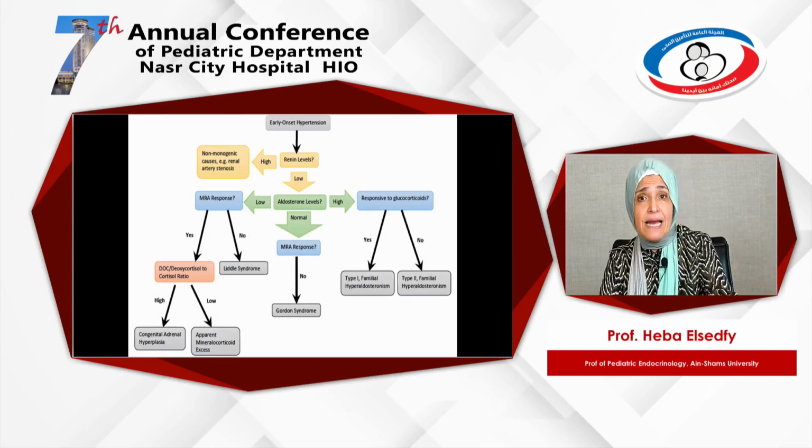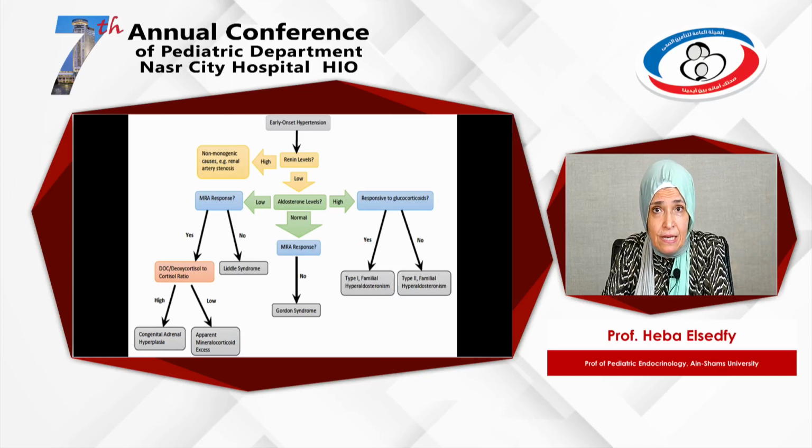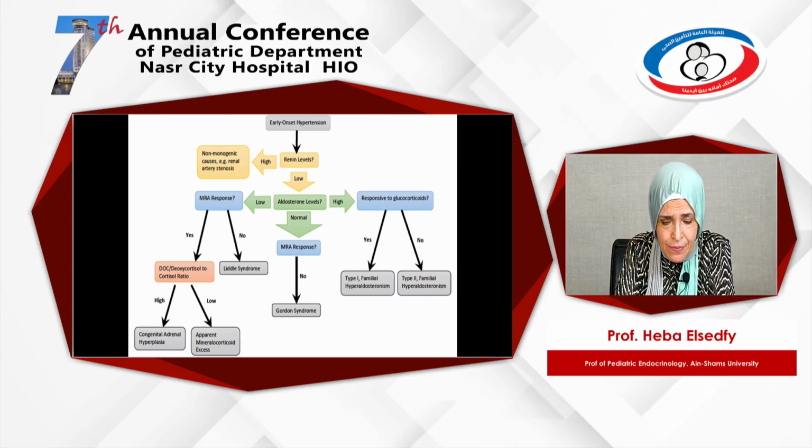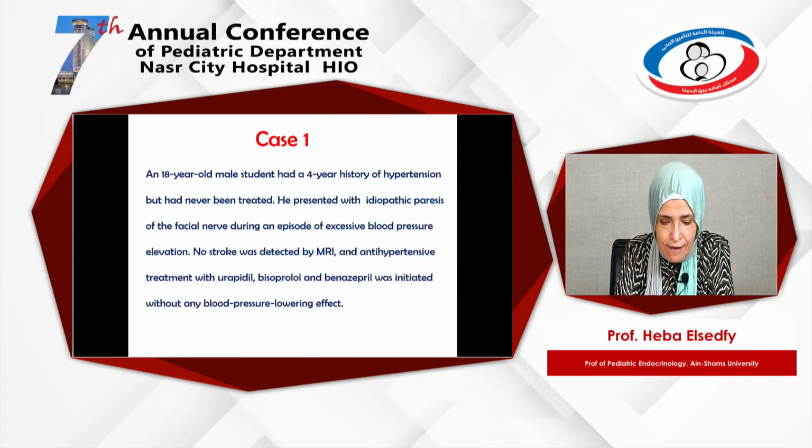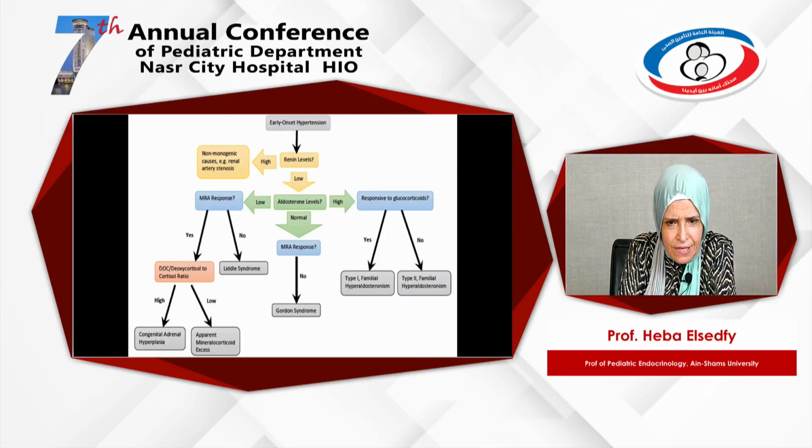This is an algorithm that helps us to tackle the hereditary causes of adrenal hypertension. First of all, there is early onset hypertension, so the first thing to do is the renin level. If the renin level is high, then this excludes a heritable etiology of hypertension. If it's low, then we measure the aldosterone level.